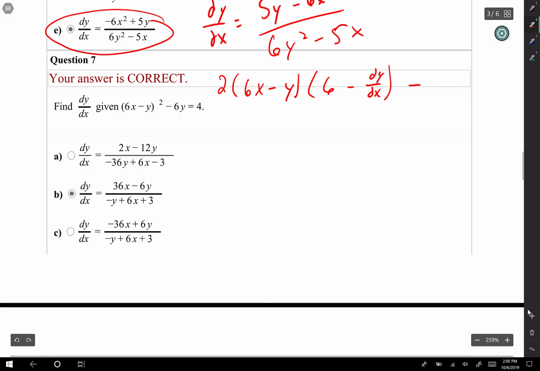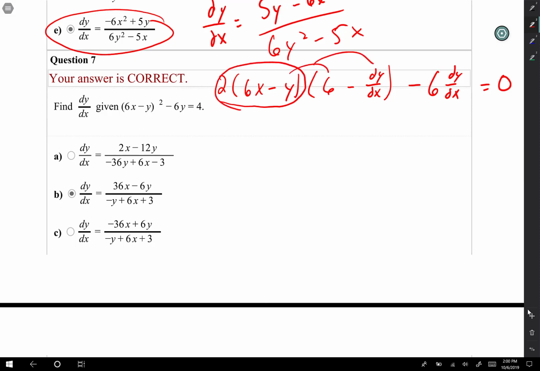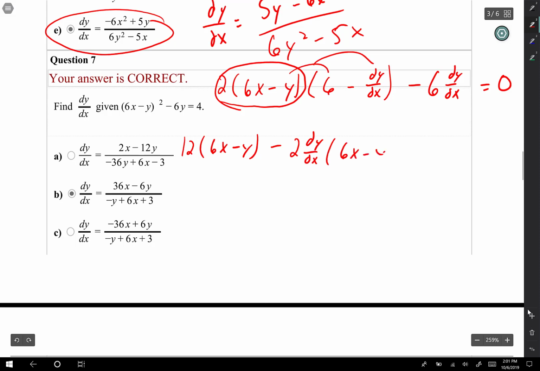Minus, and the derivative of 6y is 6 dy/dx, which equals 0. The derivative of 4 is 0. Then make sure that I didn't make any mistakes. 2, leave the inside alone, raised to the power 1, times the derivative of the inside, 6 minus dy/dx. Okay, perfect. Everything's good, guys. So now I'm going to distribute all of this. 2 times 6 is 12, so I'm going to write 12(6x minus y), minus 2 dy/dx (6x minus y), minus 6 dy/dx equals 0.